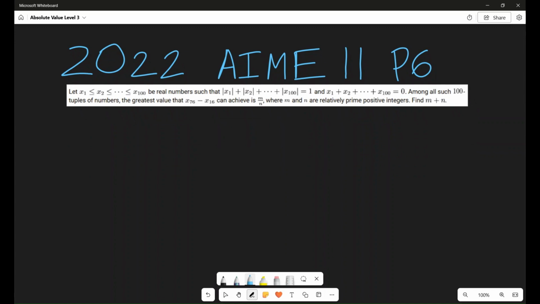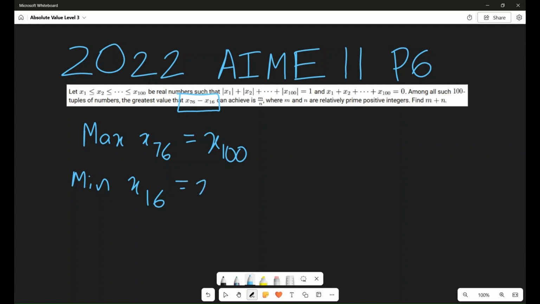In this problem, we want to maximize this quantity. So in other words, we want to maximize x76 and minimize x16. So let's set x76 equal to x100. That would mean x76, x77, x78, all the way up to x100, are all the same. Now x16, we can set equal to x1, so all of those will be the same. So x16 and x76 are the minimum and maximum values of all of these 100 numbers now, and that's when we'll achieve the greatest value we're looking for.